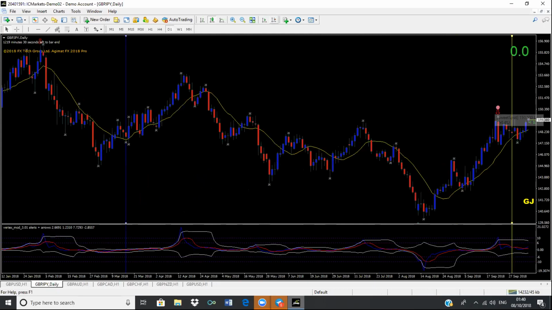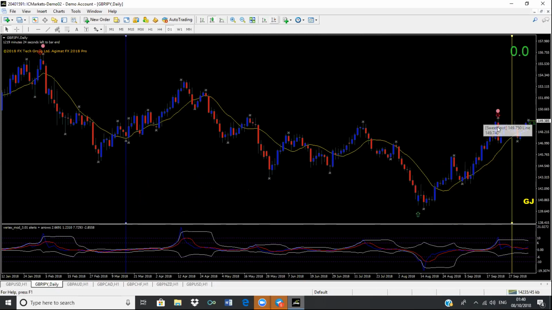When I said most traders will say, hey, we're going down on this time frame, or we're going up on this time frame, let's also go up on the time frame below.